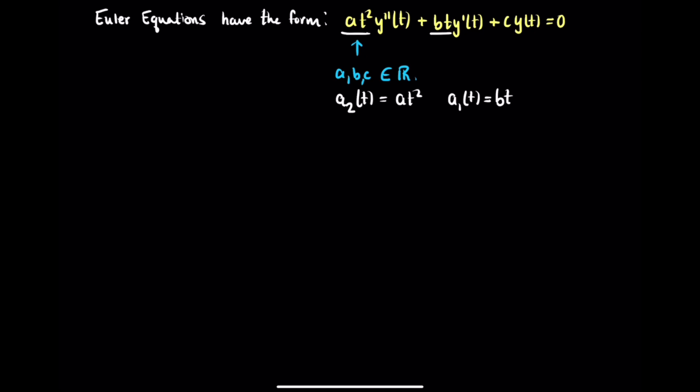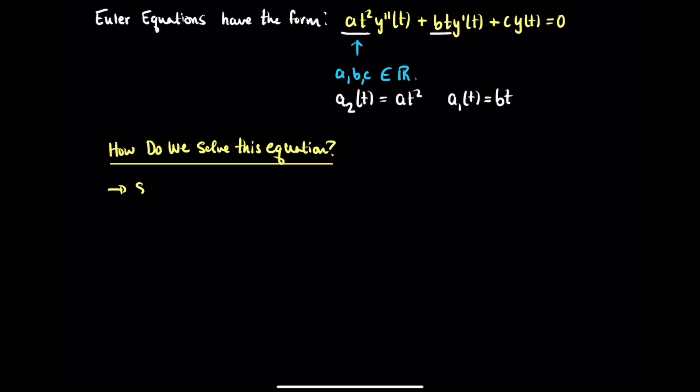So how do we solve this equation? Well, we have to make a substitution. x equals ln t. And now we're going to have to use the chain rule for this.